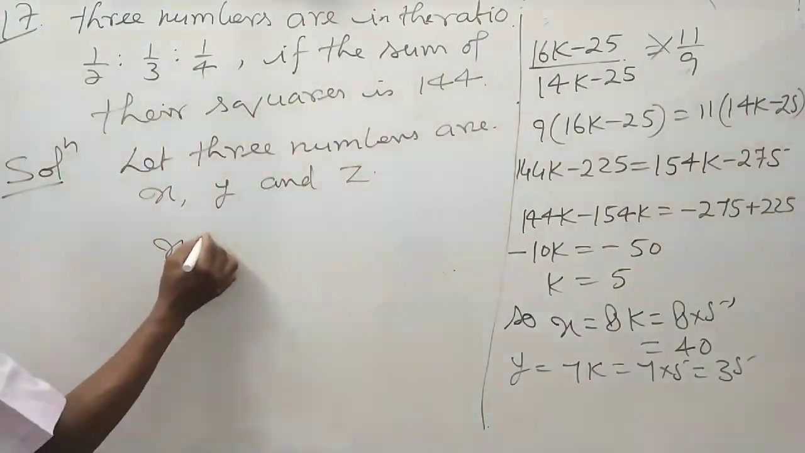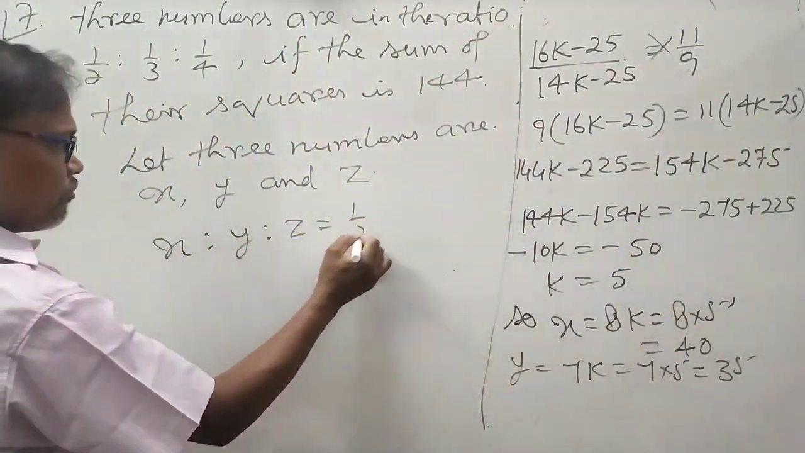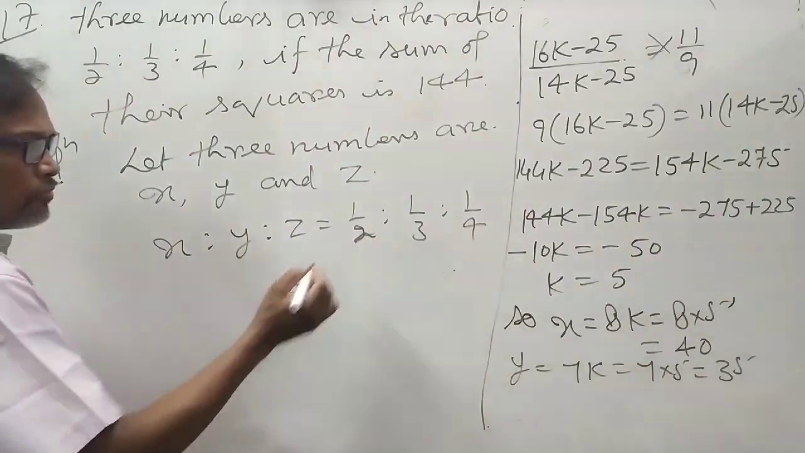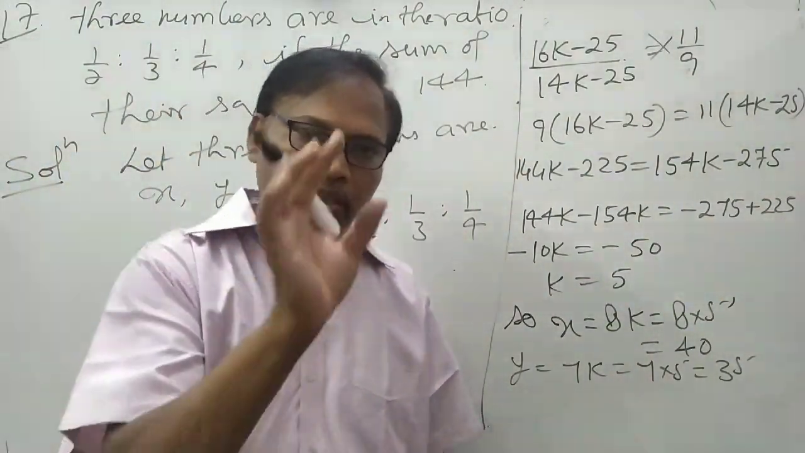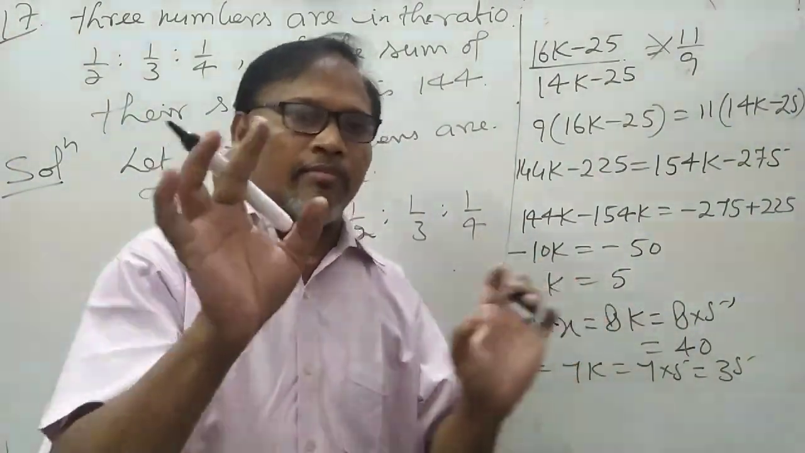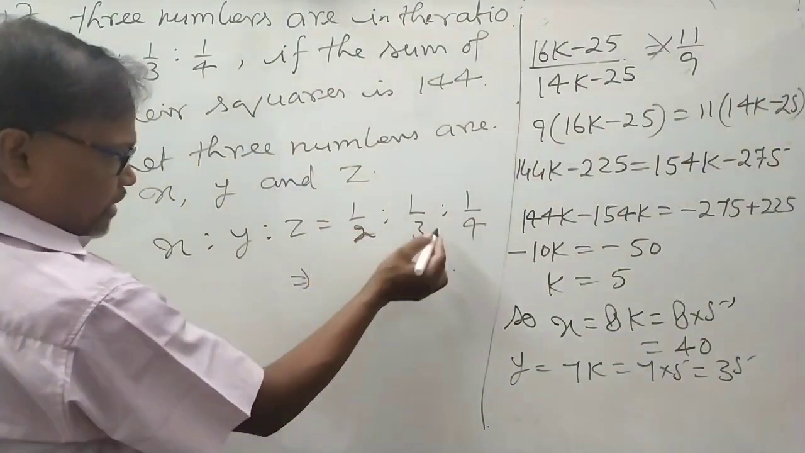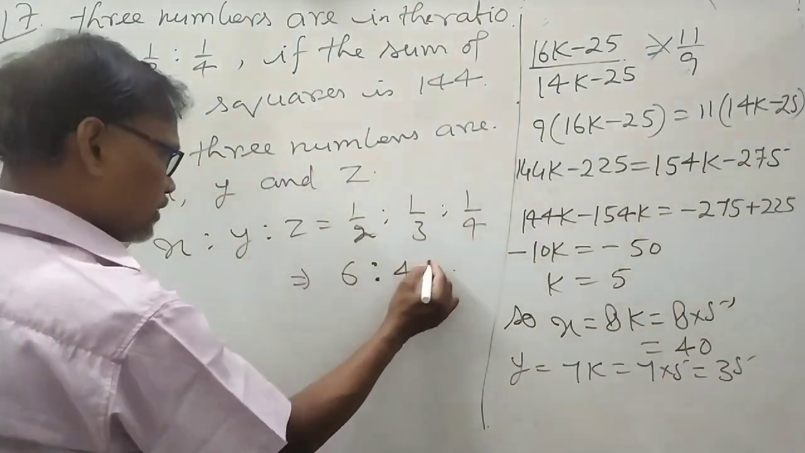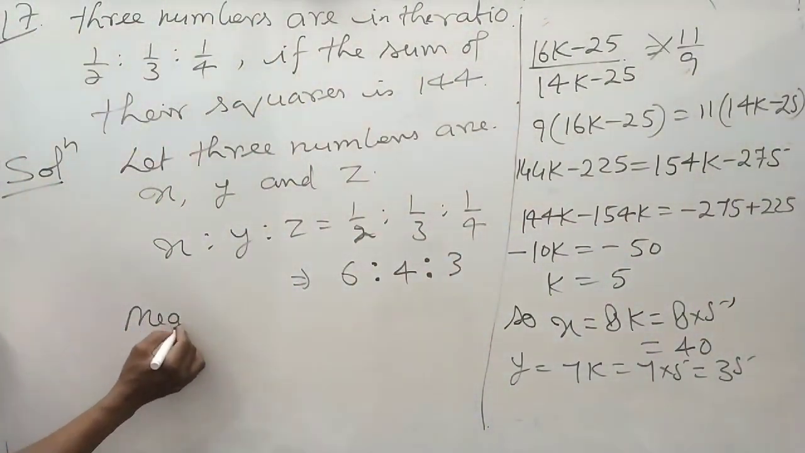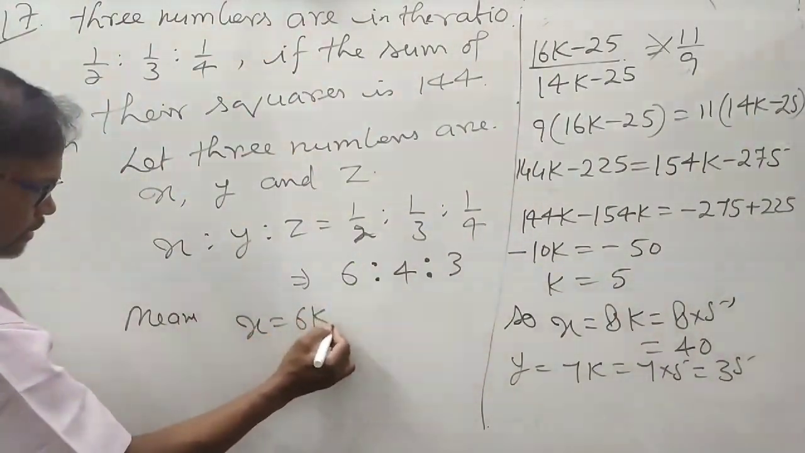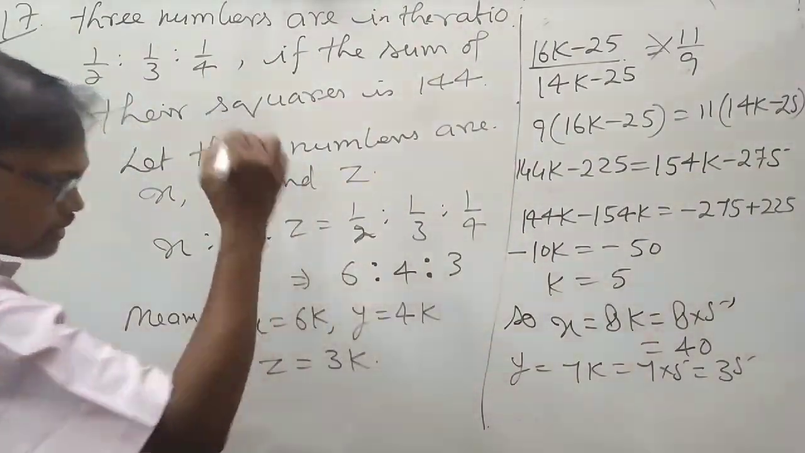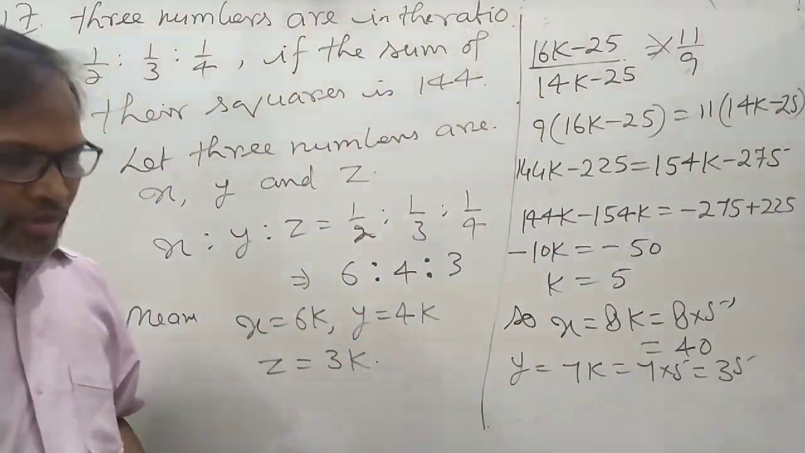Write in proportion: x is to y is to z is equal to 1/2, 1/3, 1/4. I have told you in the first video that you should write the numbers not in fractions but in the simplest form. Take the LCM, which is 12, and multiply by 12. So 6 is to 4 is to 3. Means x is equal to 6k, y is equal to 4k, and z is equal to 3k. These are the actual numbers.